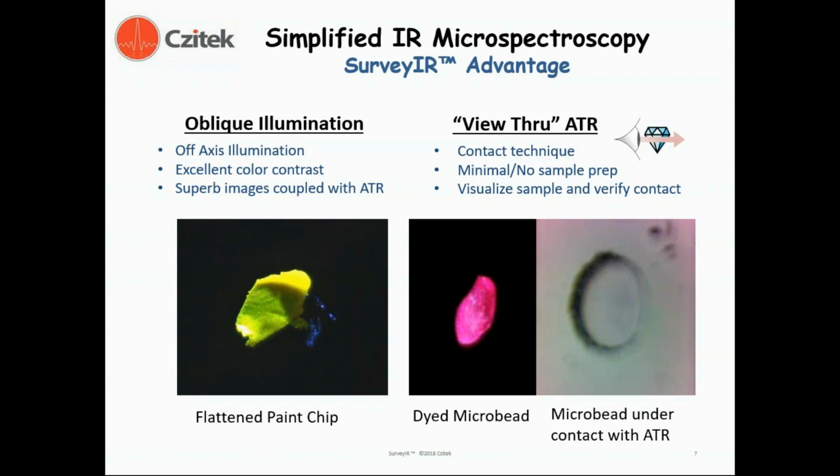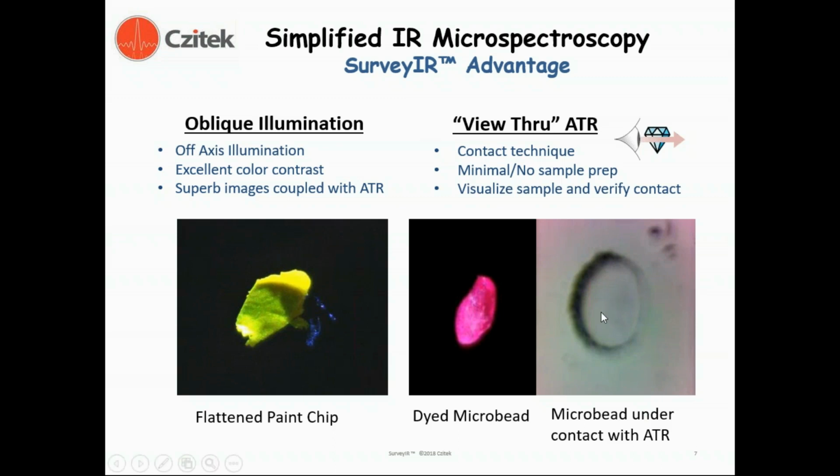So what we've done with Surveyor, which is a little bit different than most systems that you would encounter, is that we employ a single crystal synthetic diamond as an attenuated total reflection element. And we can also view specimens through that element that allow us to locate them and ensure confidence in hitting the mark, as it were. We also can visualize contact.